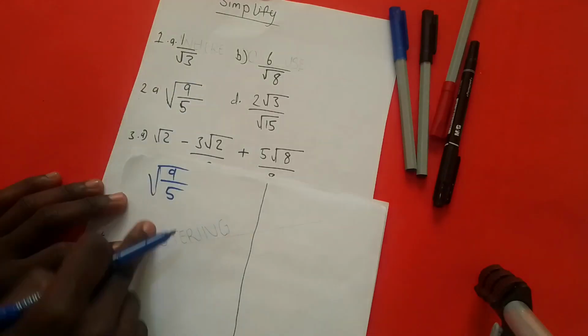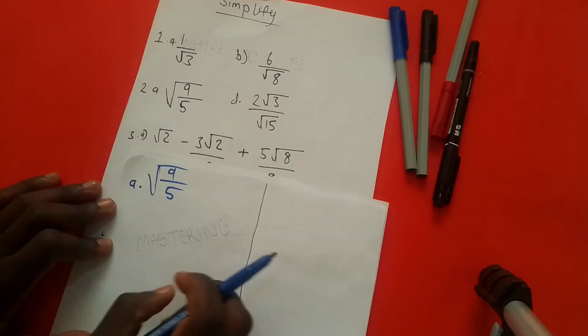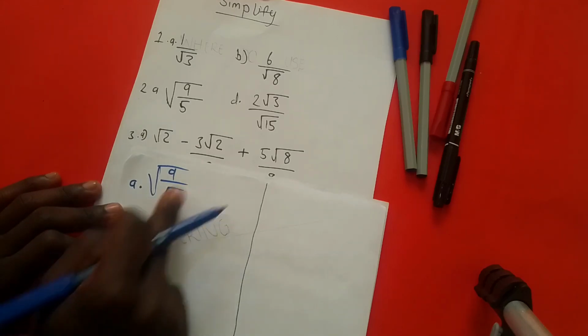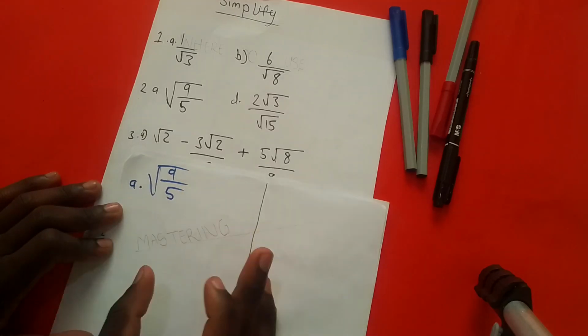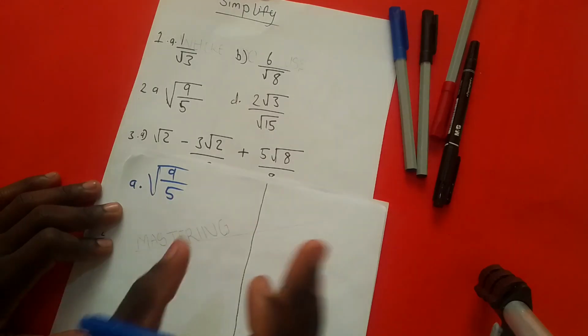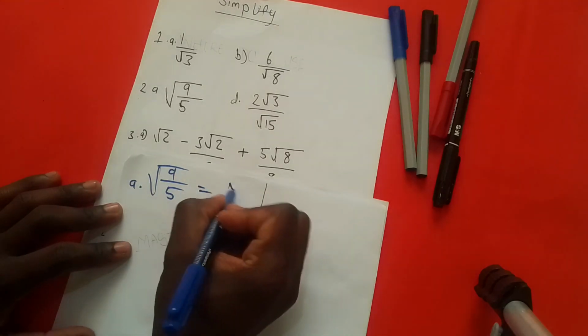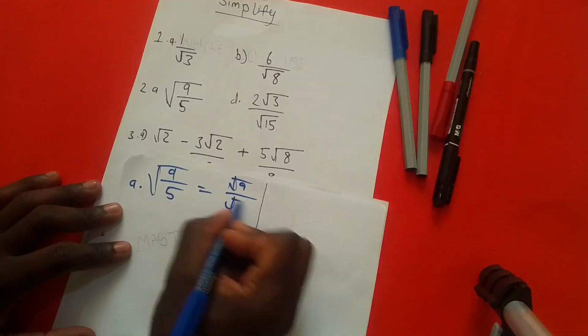Okay, so question 2 here, this is question 2a, is saying root of 9 over 5, right? Simplify. Okay, so I've showed you earlier that this is just equal to root 9 over root 5.